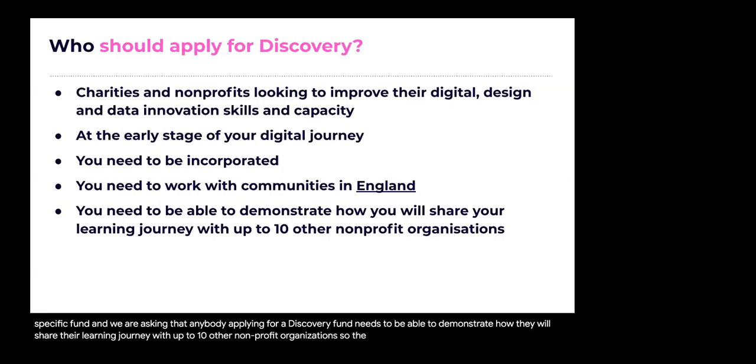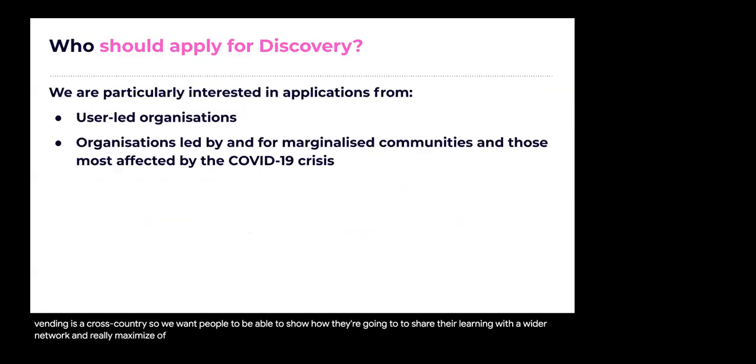So the two points here about being incorporated and the network. Being incorporated, we need to see for due diligence purposes one set of accounts with either Companies House or the Charity Commission. And in terms of the network, this is quite limited funding, and we're aware of just how severe the demand for funding is across the country. So we want people to be able to show how they're going to share their learning with a wider network and really maximise the value.